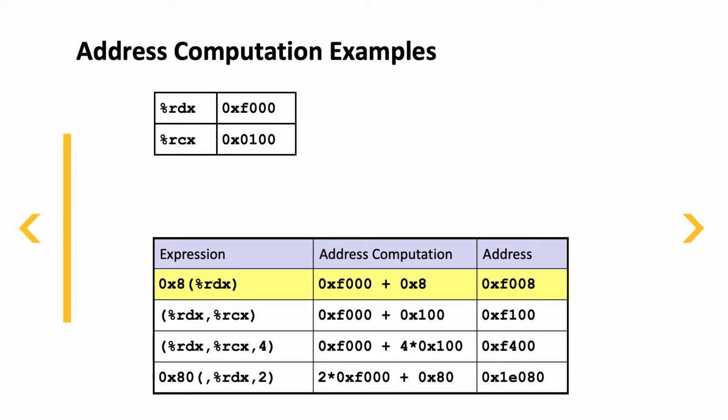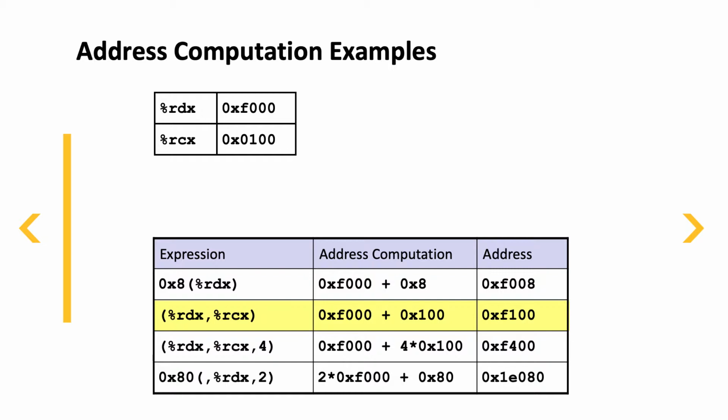So for the first one, we have, well, what do we have? We have a displacement, hex 8, and a base register, RDX. So we're just going to follow our formula, right? We take the F000 that was in RDX, add to it the displacement, which is 8. We get a final address of F008, right? It's just that simple.